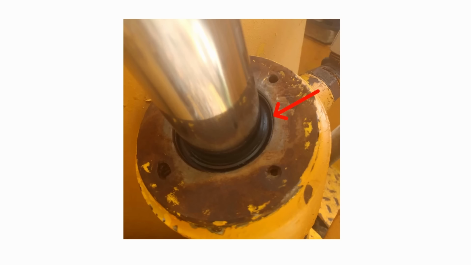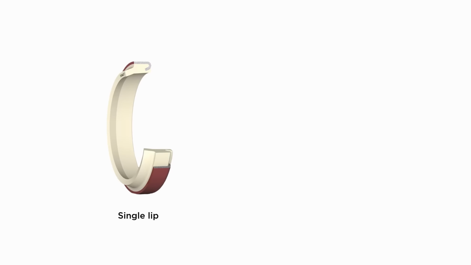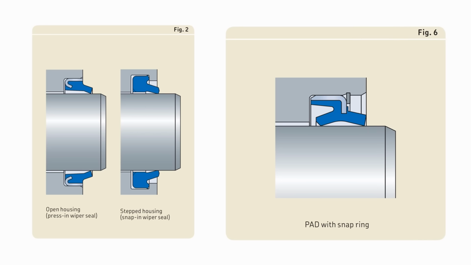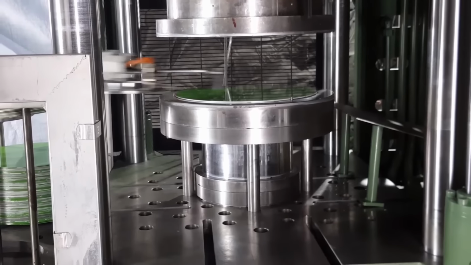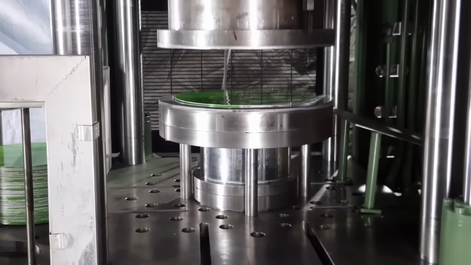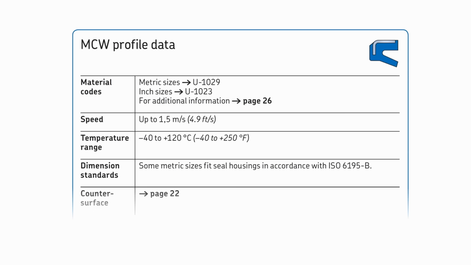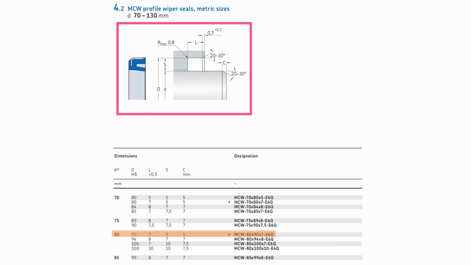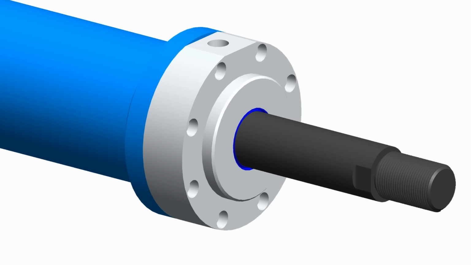The design of a wiper seal is something like this, with single and double lip options. They also come with a metallic cap and can be installed in a press fit or using a snap ring or something like this. As we are designing for an indoor factory application, it's a cleaner environment. So let's select the basic one, the MCW profile, MCW 8097 ECQ, and we can install it as per the given groove detail, something like this.